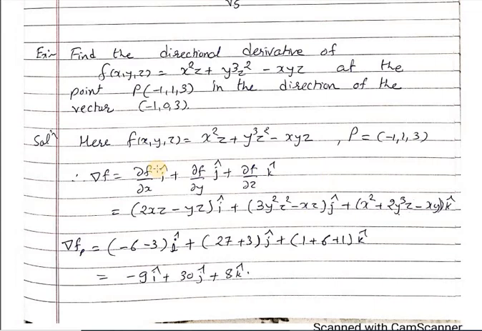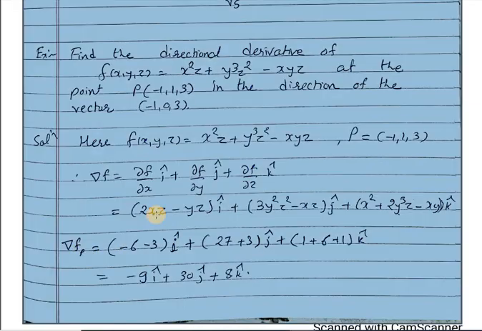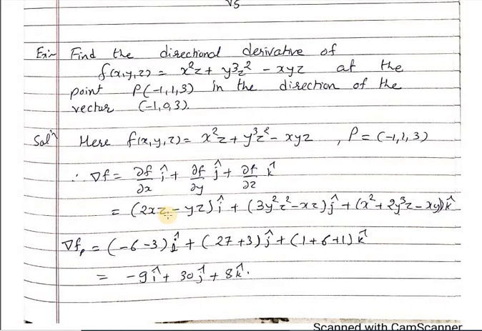Now we are going to substitute the point (-1, 1, 3). So we are going to find the value of grad f at a point P. So x has a value minus 1, y has a value 1, and z has a value 3. Putting these values here, 2 times 3 is minus 6, minus 3, into i. In the same manner y squared, 1 squared, 3 squared will be 9. So 9 into 3, that will be 27. Minus 1 into 3, that will be minus 3, and this minus will become a plus.